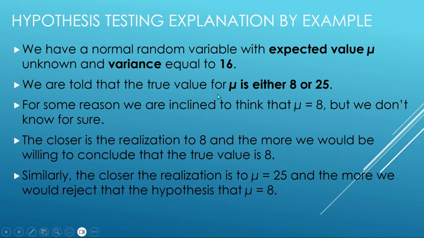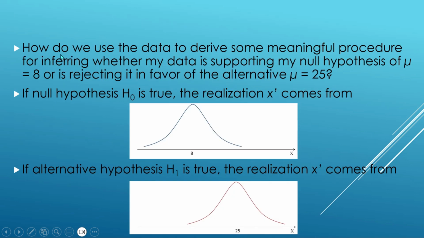So we have got two hypotheses, either mu is 8 or 25, and we will see how to determine whether the expected value is 8 or 25. How do we use the data to derive some meaningful procedure for inferring whether my data is supporting my null hypothesis of mu naught equal to 8, or is rejecting it in favor of the alternative hypothesis mu1 equal to 25?